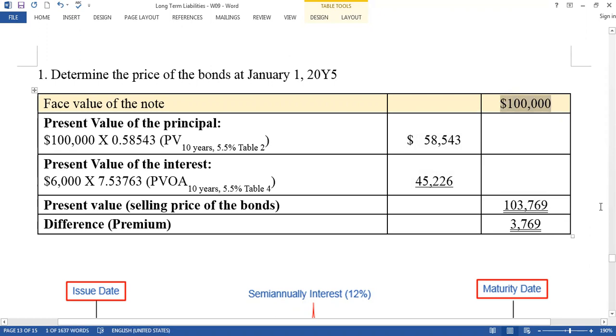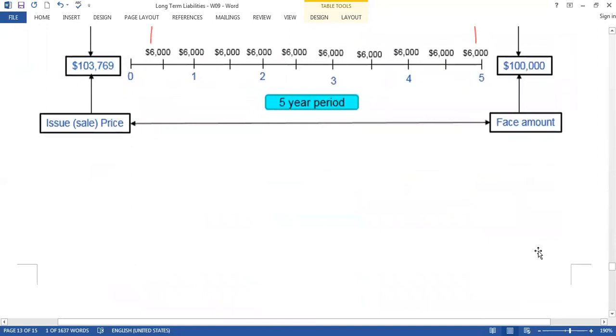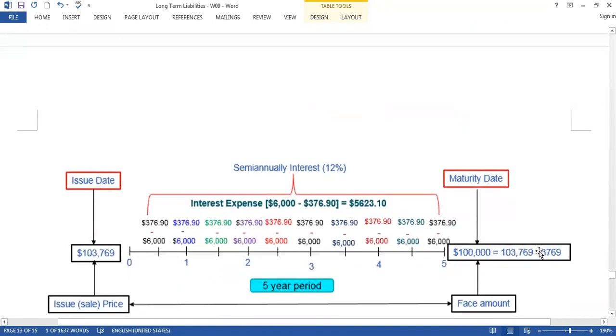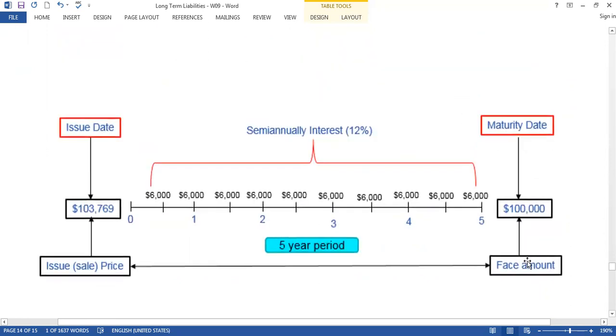So 5 years later, you will pay them $100,000, right? And some interest you are going to pay. But what is the present value today? The present value today is $103,769, right? So look at this diagram. 5 years later, you are going to pay this money, but today you receive more money, right? Today you receive more money.